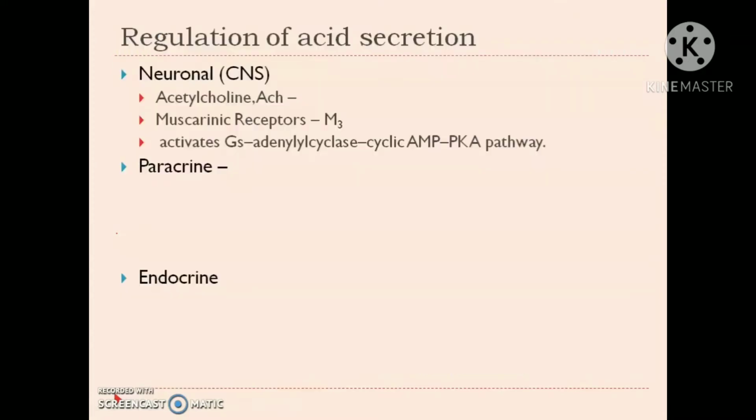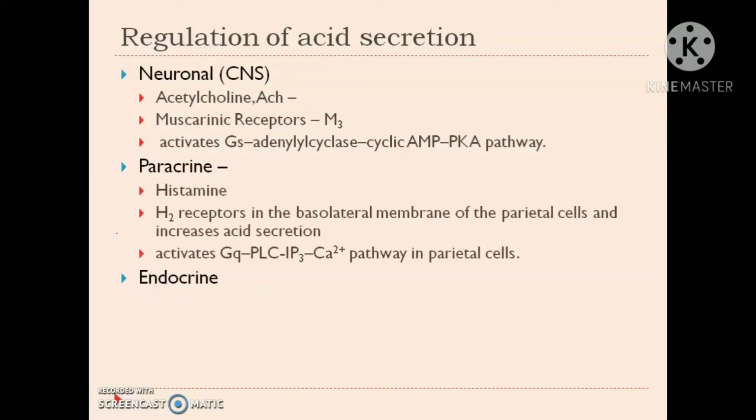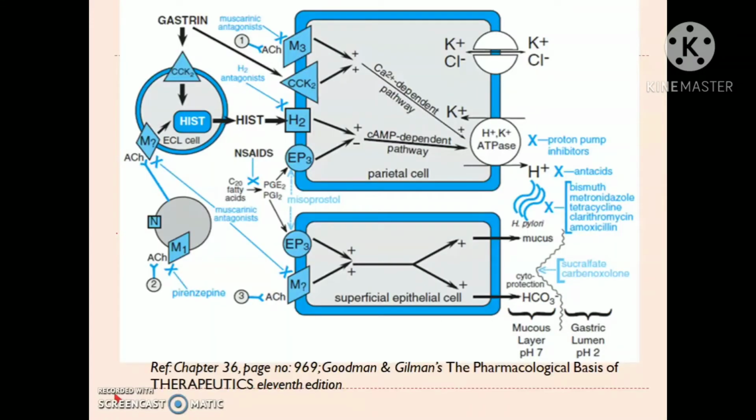And then the second one is a paracrine system, that is through histamine. Histamine released acts through H2 receptors in the basolateral membrane of the parietal cells and increases the acid secretion. And the third one is the endocrine system that acts through gastrin. The gastrin released acts through cholecystokinin receptors or CCK2 receptors, and that also is involved in the acid secretion from the parietal cells.